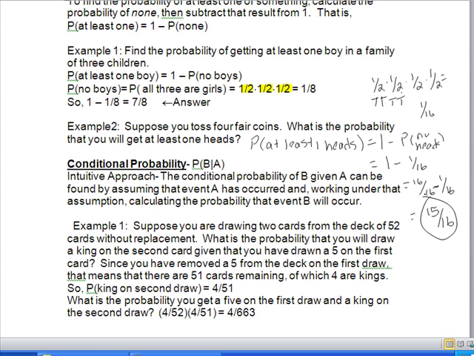Okay. Our next part is taking a look at what we mean by conditional probability. The way we read this is the probability of B given A. So we're calculating the probability of B given that the event A has already occurred. Now, the intuitive approach says the conditional probability of B given A can be found by assuming that event A has occurred and, working under that assumption, calculating the probability that event B will occur.